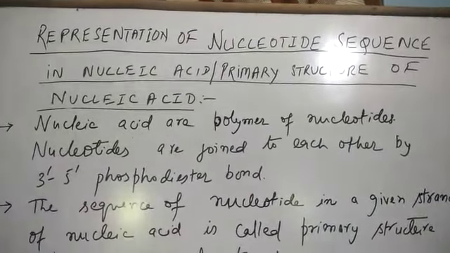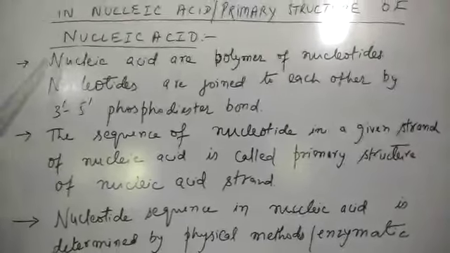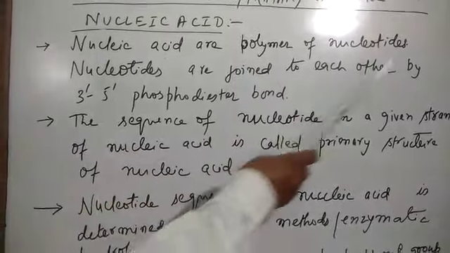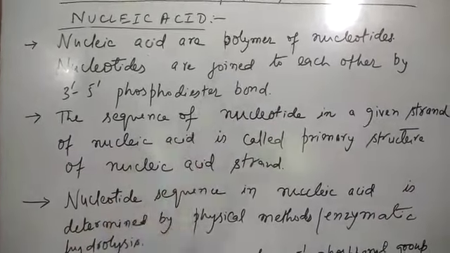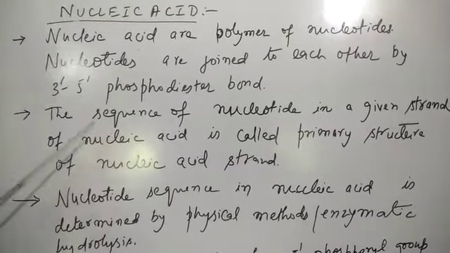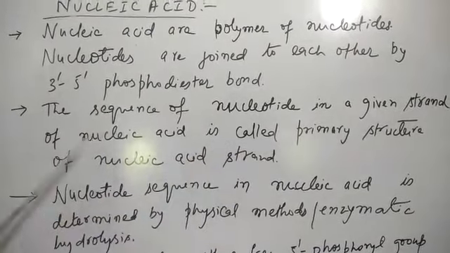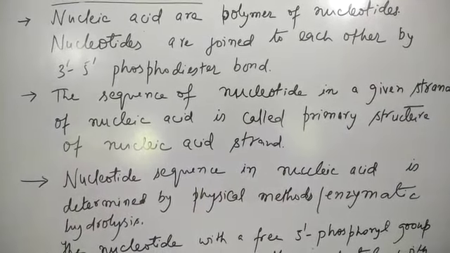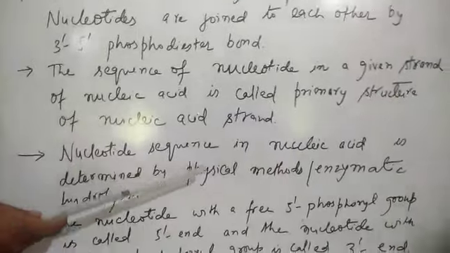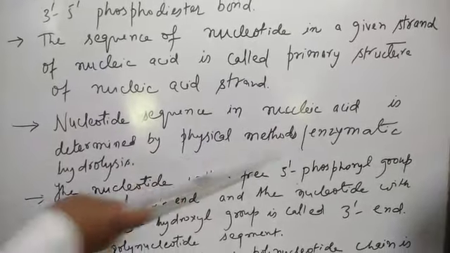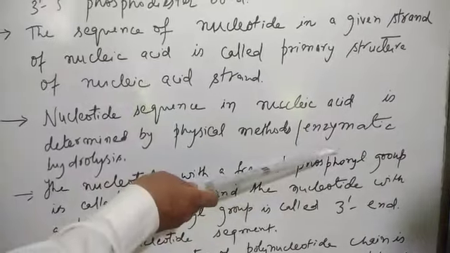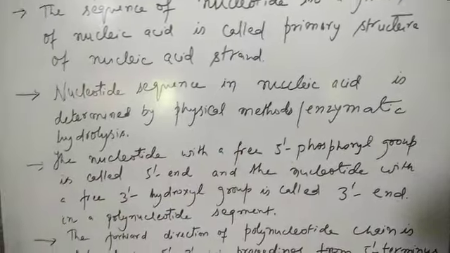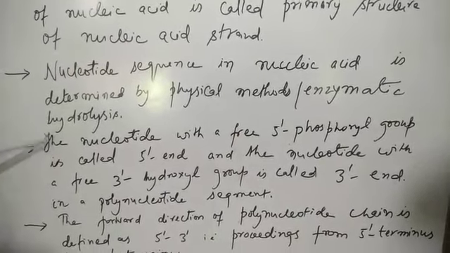So now here comes the representation of nucleotide sequence in nucleic acid, that is, the primary structure. This is the first point I told you, that nucleic acids are polymers of nucleotides, and nucleotides are joined to each other by 3'-5' phosphodiester bonds. Also, the sequence of nucleotides in a given strand of nucleic acid is called its primary structure. Now nucleotide sequence in nucleic acid is determined by physical methods, there are so many of them, we are not concerned with those here, and enzymatic hydrolysis. Okay, we are concerned from here.